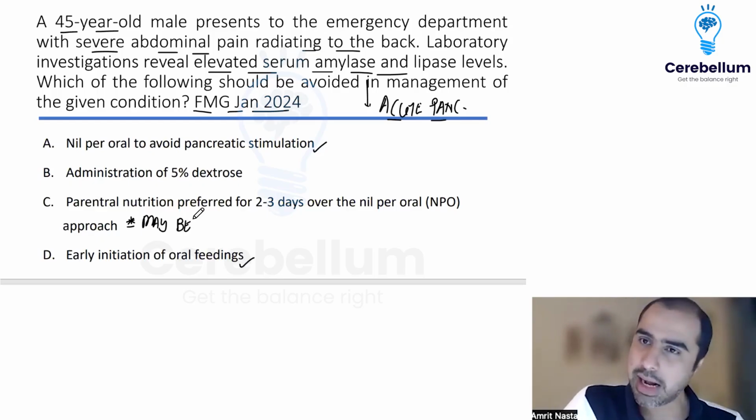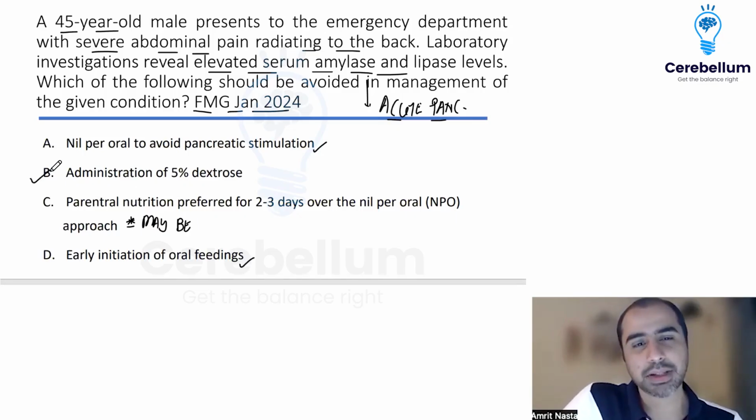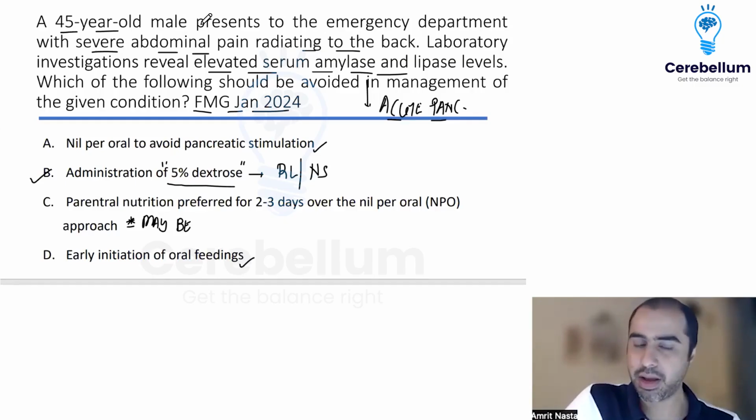Till the ileus resolves. But yeah, 5% dextrose is not going to be the fluid. You are going to use balanced crystalloids like Ringer lactate or maybe normal saline. So definitely this is not the correct answer. But C is also not a correct statement.